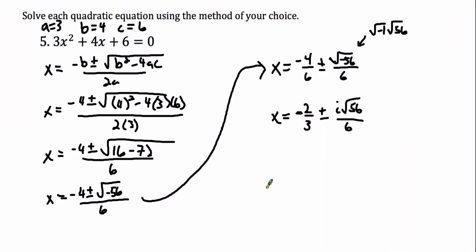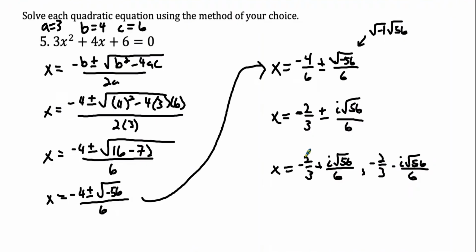Now, just one little side note. Remember, if I wanted to write this as two separate answers, this means one of my answers would be negative 2/3 plus i times the square root of 56 over 6, and then my other answer would be negative 2/3 minus i times the square root of 56 over 6. All right, so this would be one answer, and then this would be my second answer.